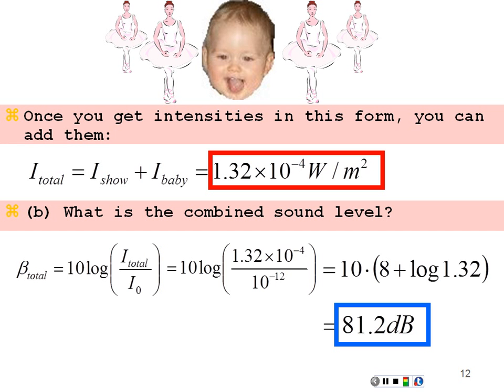Not a whole lot of change. You can think that if I had 80 decibels from the show, and if my baby were screaming at 80 decibels as well, then the combined effect of 80 decibels plus 80 decibels would be actually twice the intensity, and the combined effect would be 83 decibels, because 3 decibels is a factor of 2 in intensity. So you can see that we're constrained to be less than 83 decibels.